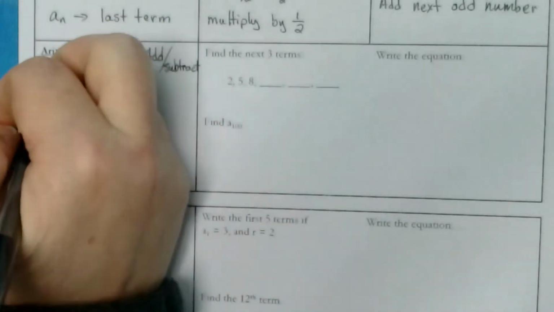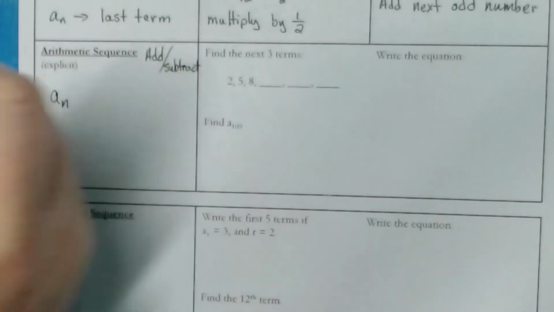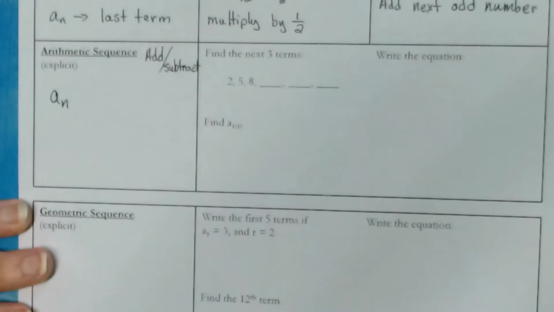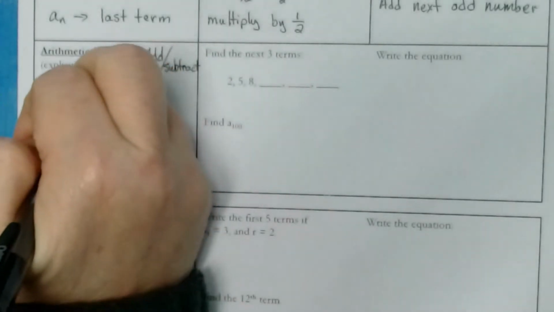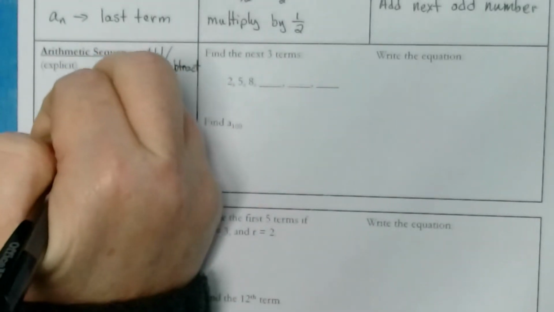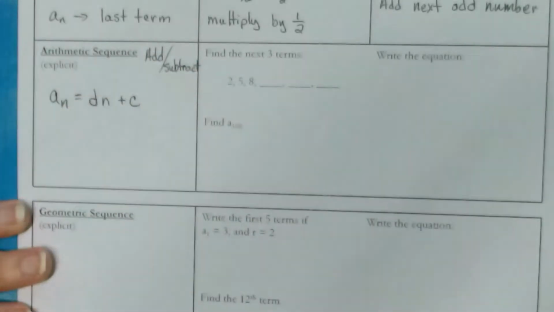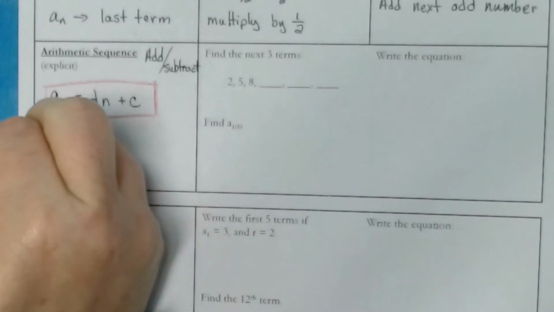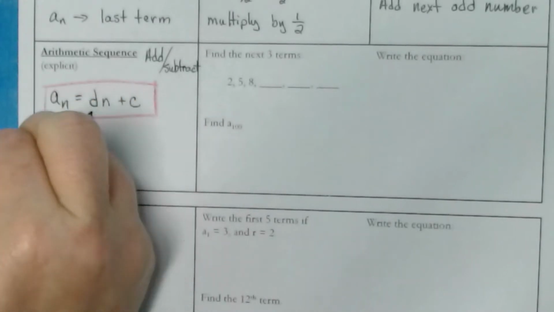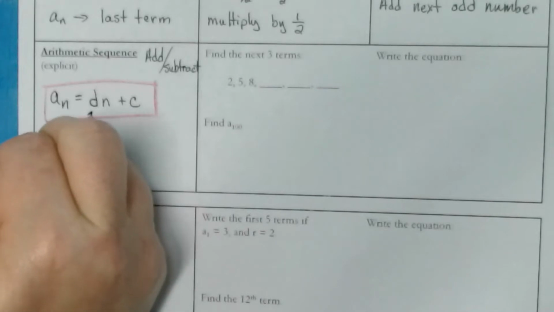So we have a formula for the equation. So a sub n, remember this is any term. I can plug in the n value, find any term in my sequence, would be equal to d times n plus c. D times n plus c. Okay, well, let's talk about what those are, because every formula, we got to have the meaning, right? D, super easy. D is my common difference. That is what I am adding to get to the next term.